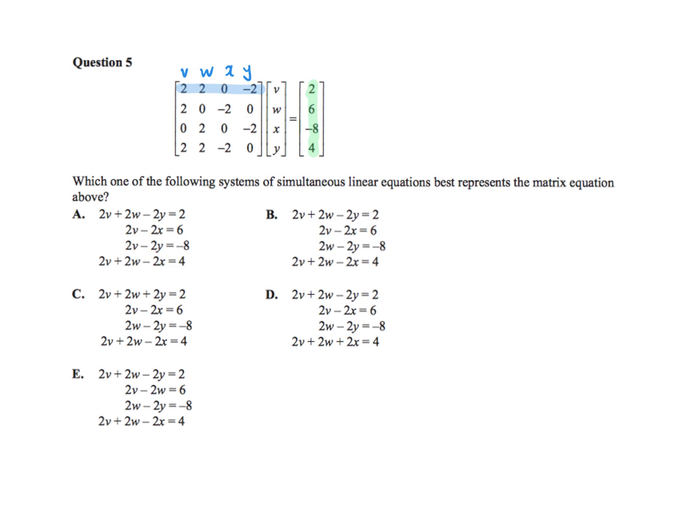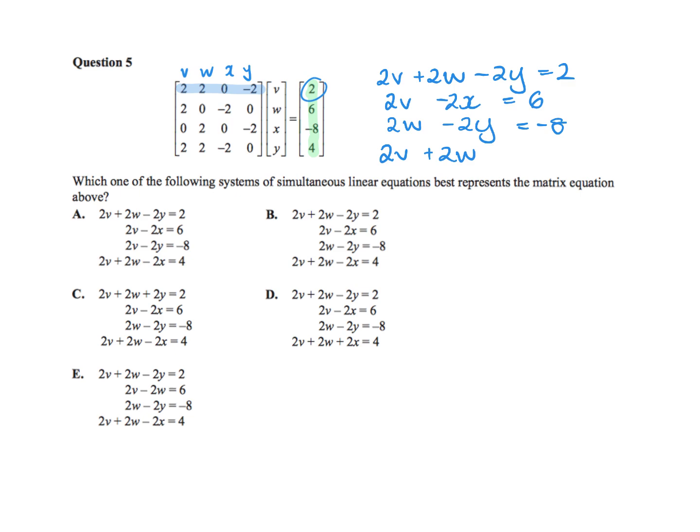So I could pretty much write them out again. I could say 2V plus 2W minus 2Y equals 2. So I've done the first line. The next one would be 2V minus 2X equals 6. So when there's a 0, you don't need to put anything. The next one would be 2W minus 2Y equals -8. And the last one would be 2V plus 2W minus 2X equals 4.